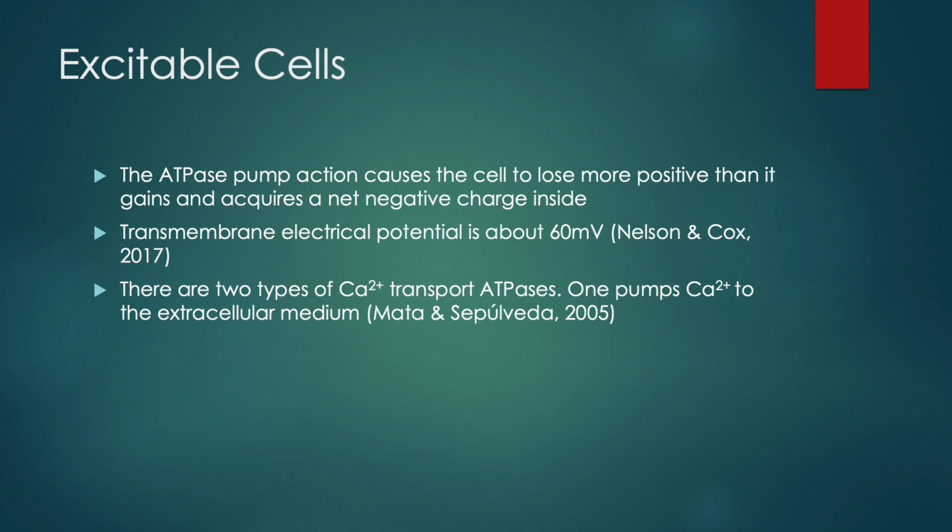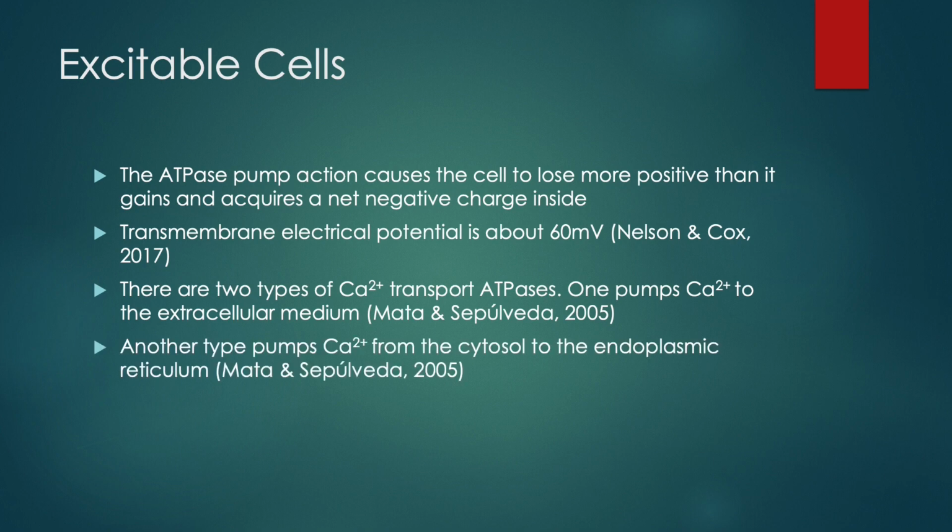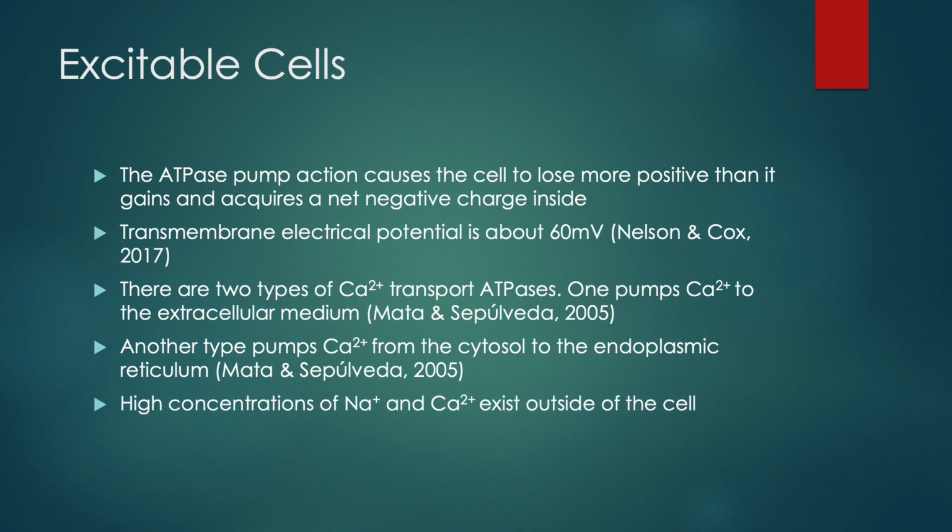There are 2 types of calcium ion transport ATPases. One that pumps calcium to the extracellular medium, and then there's another one that pumps calcium from the cytosol to the endoplasmic reticulum inside the cell. And so this will cause the calcium ion concentration to be very low within the cell. So what you'll have is a high concentration of sodium ions and calcium ions that will exist outside of the cell, but there will be a high concentration of potassium ions that will exist inside the cell.